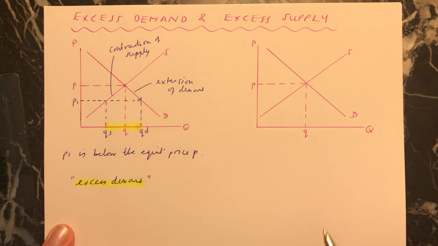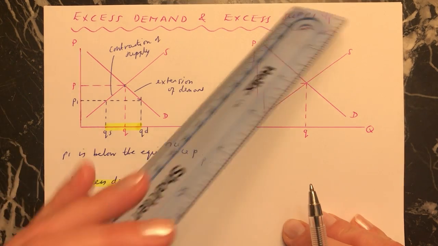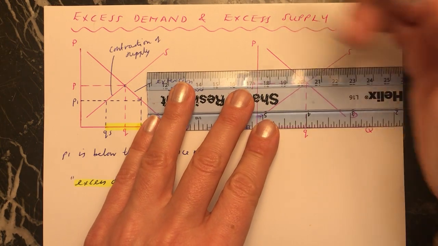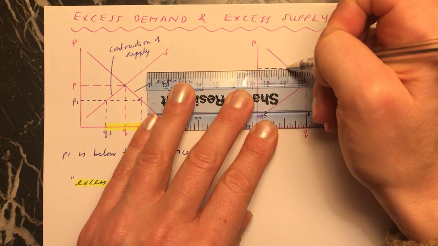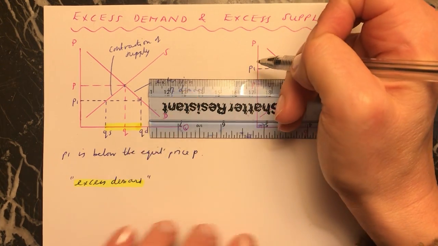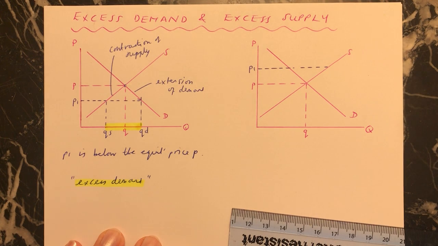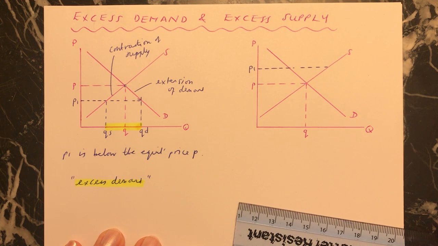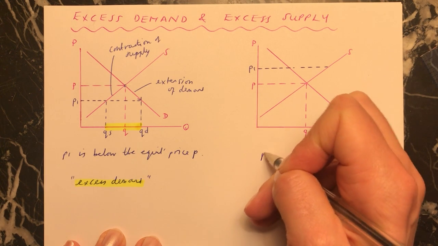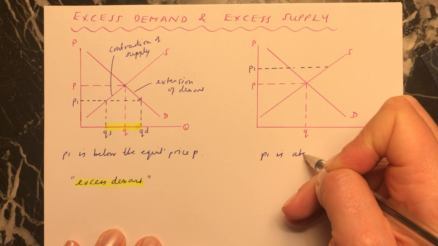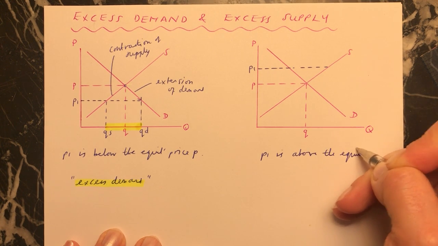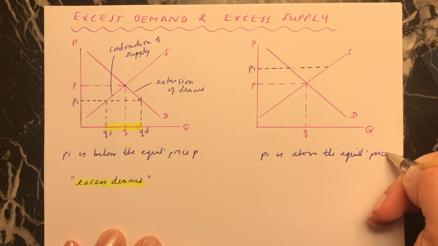If we want to look at excess supply, this would be where the price is higher than the equilibrium price. So again, you can put in a dotted line and then you can read the graph to find out at this higher price of P1 how much will be demanded and how much will be supplied. And we know here that P1 is above the equilibrium price of P.